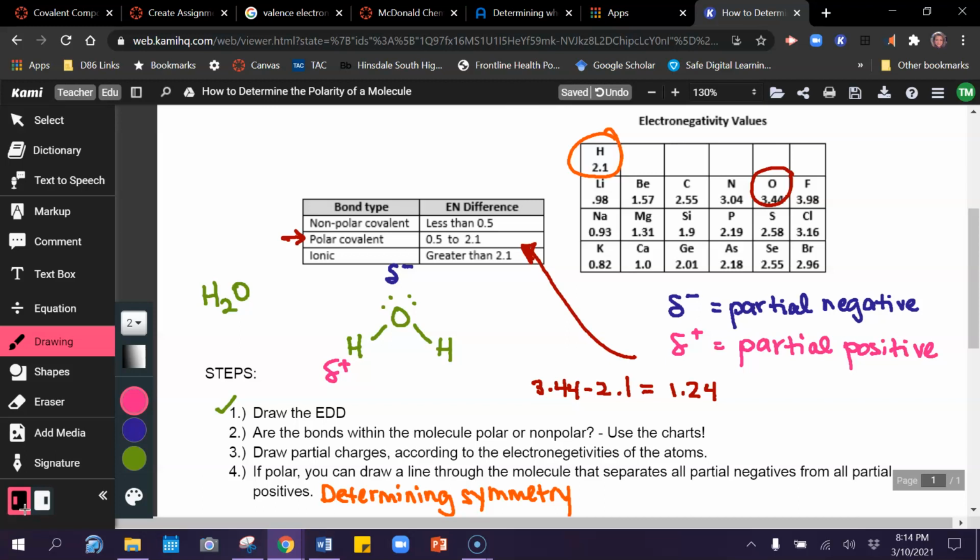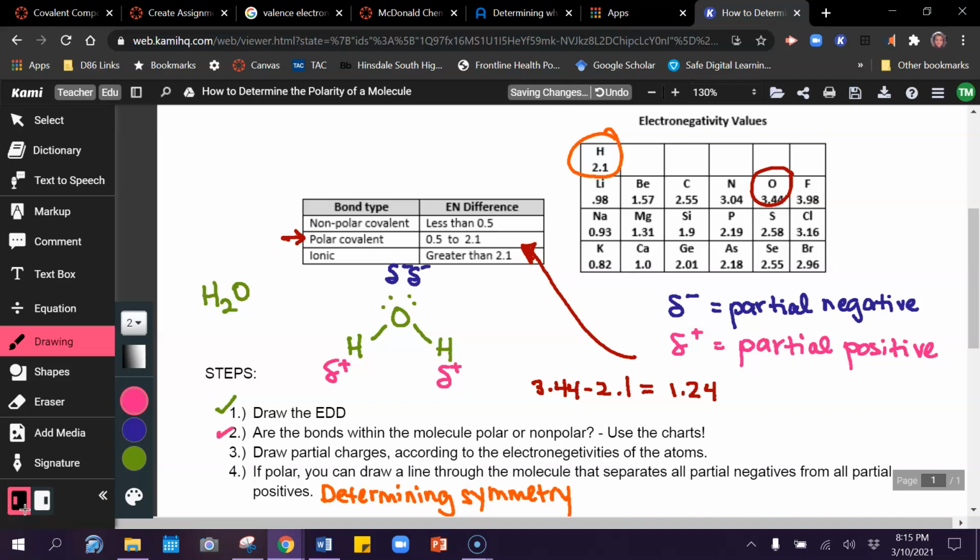Well, what about my other bond? Well, because I'm dealing with the same two atoms, I'm going to get the same result. This bond also is polar. So my electrons are going to be more attracted to this oxygen than they are to this hydrogen. So I'm going to go ahead and put my partial negative and partial positive like so.